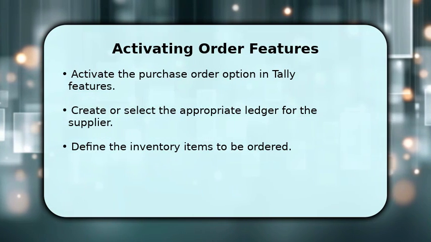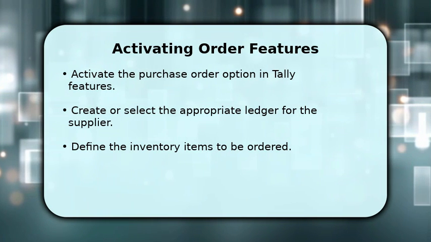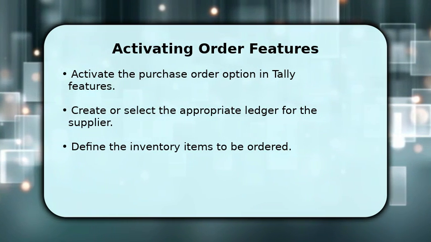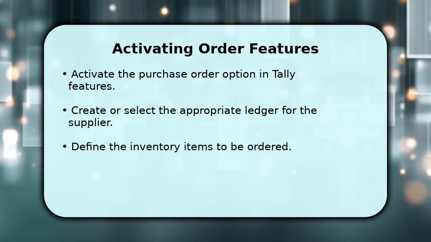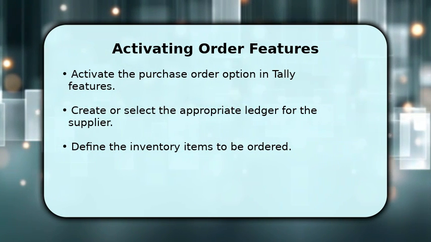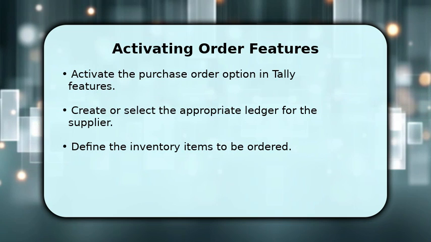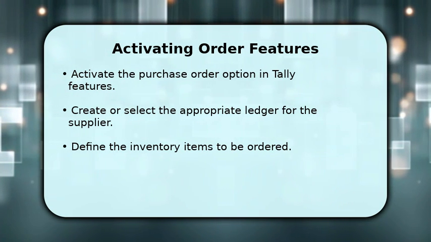To start, press F11 for company features, then F2 for inventory features. Enable purchase order processing to yes. Next, create or select your supplier's ledger under Accounts Info if not already done. Finally, ensure all inventory items you plan to order are properly defined with their respective units of measure.